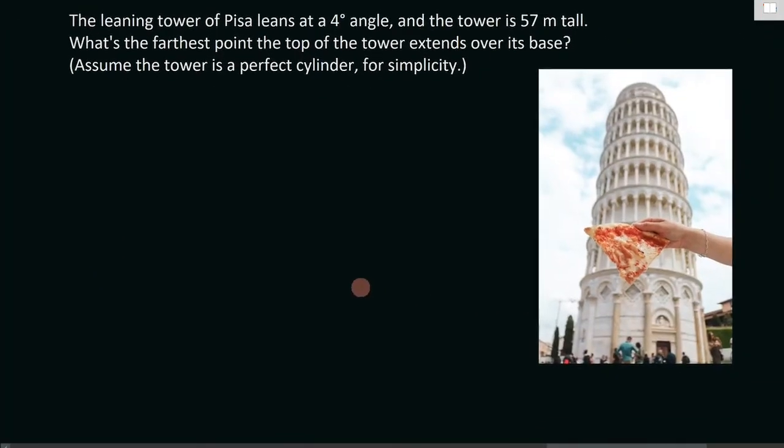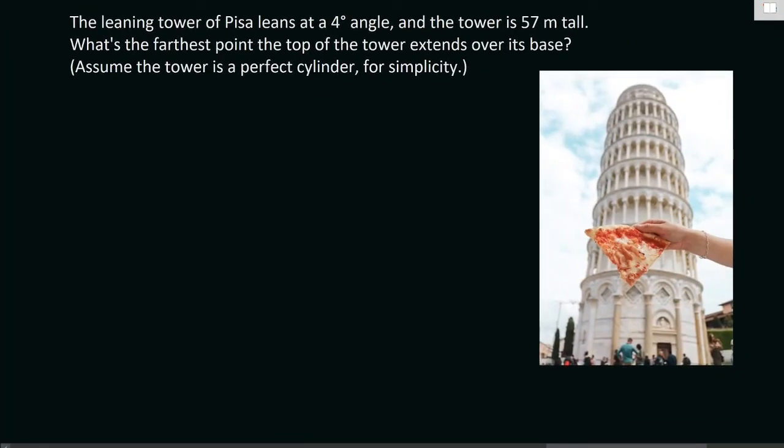All right, the Leaning Tower of Pisa. And I found this picture online with a pizza slice. Pretty funny, I know. Okay, so the Leaning Tower of Pisa leans at an angle of 4 degrees. I looked it up, it's actually 3.99 degrees, but I feel like we don't need that much accuracy. So let's just use 4 degrees. So it's a 4-degree angle, the tower is 57 meters tall. What is the farthest point the top of the tower extends over its base?